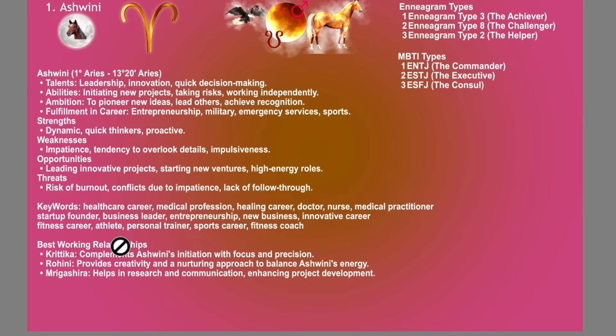Best working relationships it has with other nakshatras, for example, this one has with Krittika, Rohini and Mrigashira. And then we are going to bring in the Enneagram model types, 3 of them, which are closely matching with Ashwini kind of themes which we have discussed here. And later on, we'll also bring in the MBTI, again 3 types, which closely match with Ashwini.